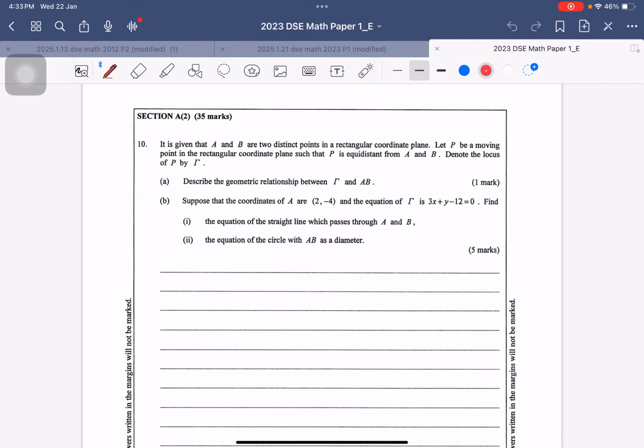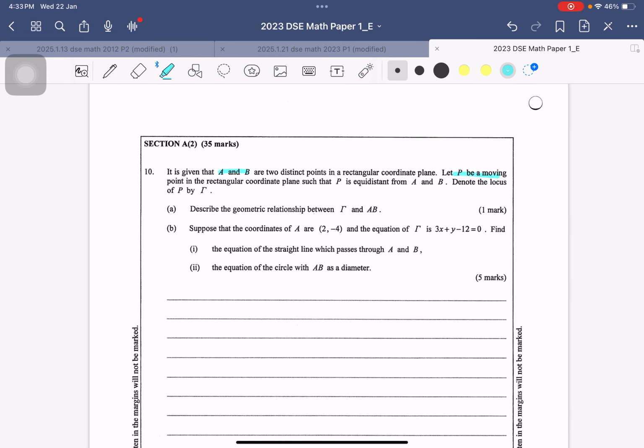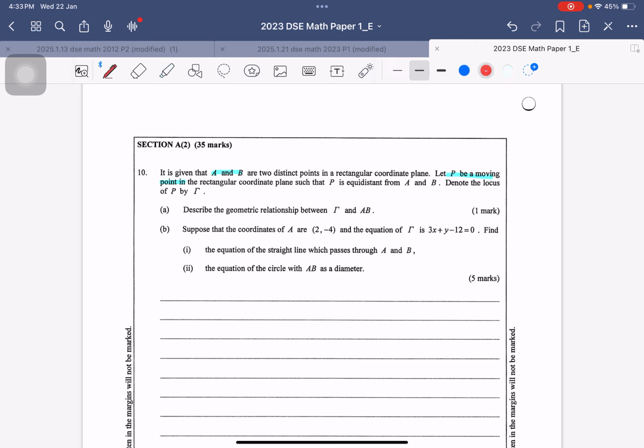So question 10 of 2023 Math DSE paper 1. Let's read the question first. We have A and B are two distinct points in the rectangular coordinate plane, and P is the moving point. When you have a moving point, you can think this question is talking about locus. And P is equidistant from A and B.